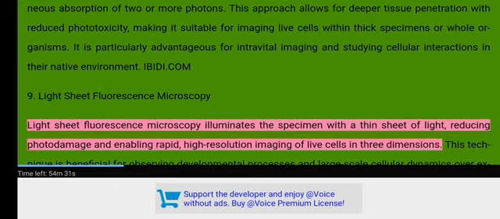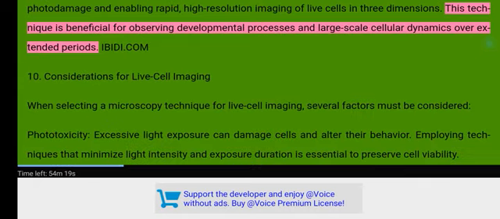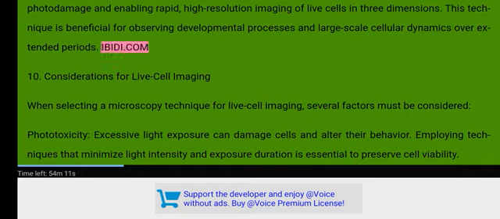9. Light sheet fluorescence microscopy. Light sheet fluorescence microscopy illuminates the specimen with a thin sheet of light, reducing photo damage and enabling rapid, high-resolution imaging of live cells in 3 dimensions. This technique is beneficial for observing developmental processes and large-scale cellular dynamics over extended periods. Abidi, Com.